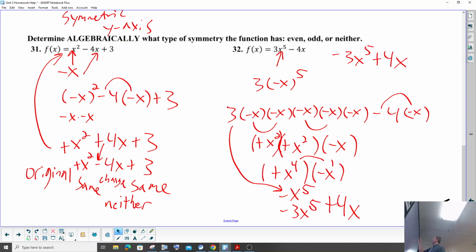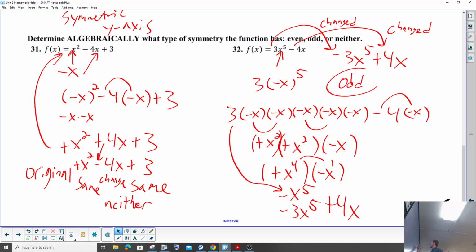And since we had a sign change, this changed, and this changed. And so if you have a negative and multiply it through the original, and then you get your new function, which we just did, the signs all changed, then it's an odd function. Odd function is right.